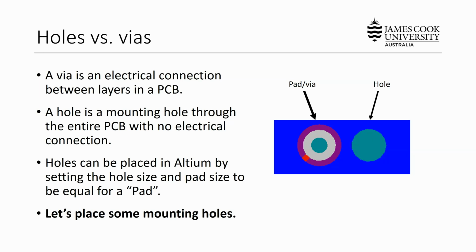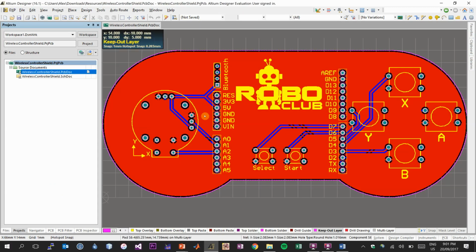So in Altium, we can't place these with specific components. What we have to do is place a pad and set the hole size for that pad equal to the actual pad size. So for an example, let's place some mounting holes on our wireless controller shield example project in Altium. So here's our wireless controller shield.